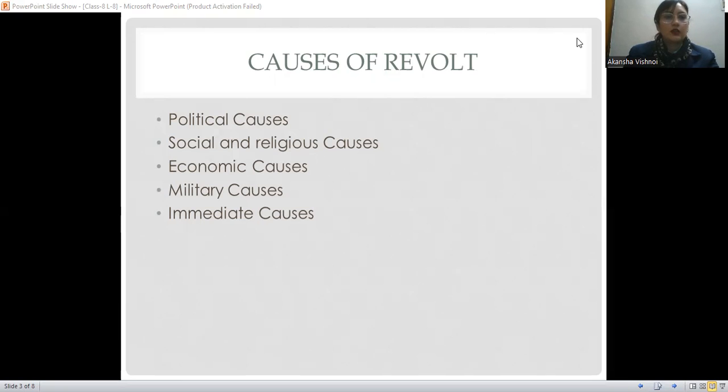The last cause was the immediate cause. In 1856, the Enfield rifle was introduced in the company's army. The cartridges used in this rifle had a grease cap which had to be bitten off before use. The Hindu and Muslim sepoys were alarmed because they believed that the grease was made from the fat of cows and pigs, which their respective religions forbade them to eat. This news spread like wildfire. In some places, sepoys refused to use cartridges.